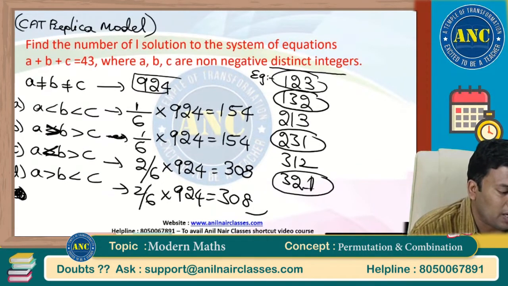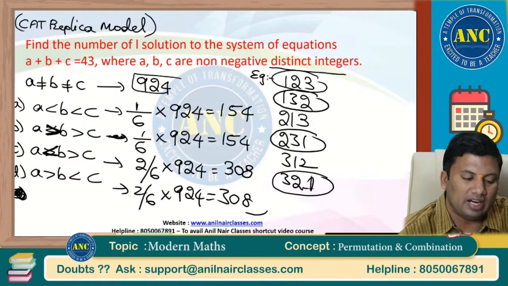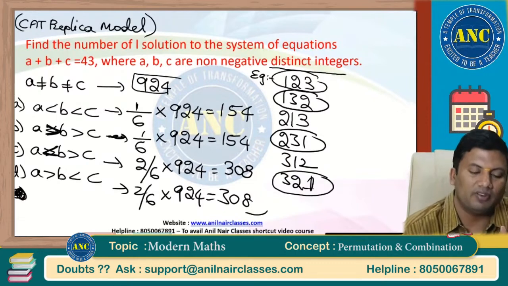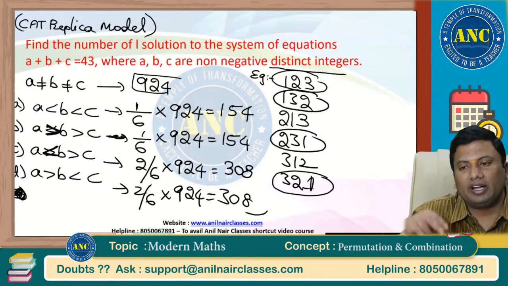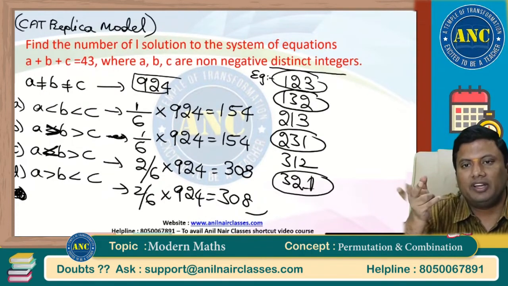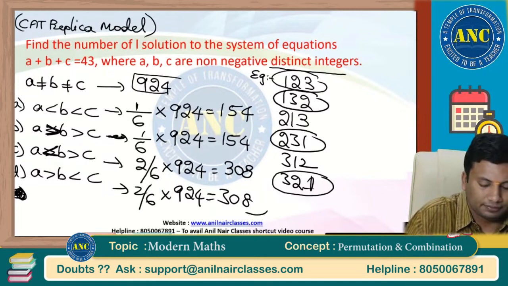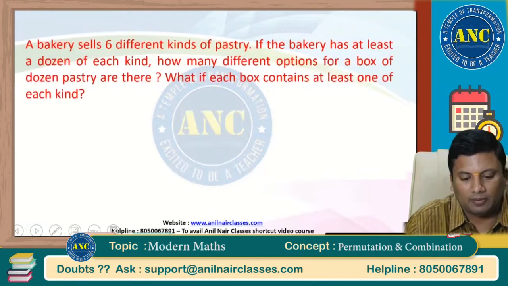Everybody kindly reply if this idea is clear. 3 numbers, 3 variables, can arrange among themselves in 3 factorial ways. Ascending order, one way will be there; descending order, one way will be there. A less than B greater than C: fix B, interchange A and C, so there are 2 ways. Everybody, I hope it is clear. Right? These are some of the questions.